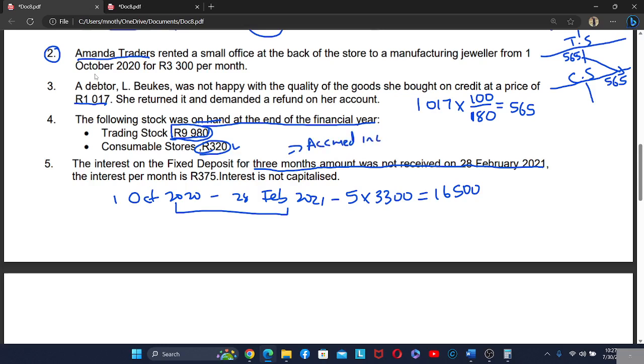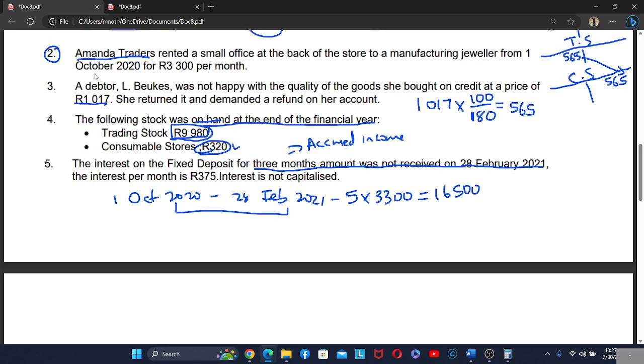We call it an accrued income. So sometimes they might say that receivable, an income receivable, that is still an accrued income. So what do we do with the accrued income? We must go and add it to the income account. Now let's go and find out how much was not received.